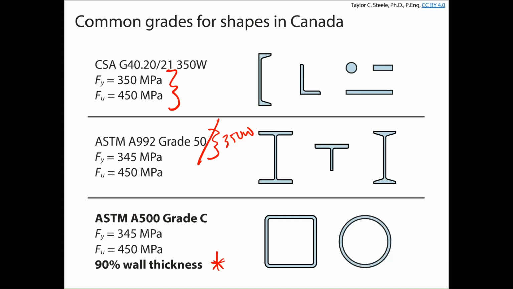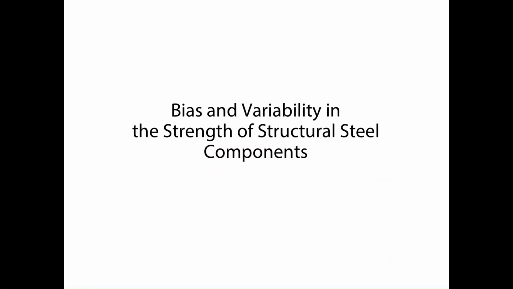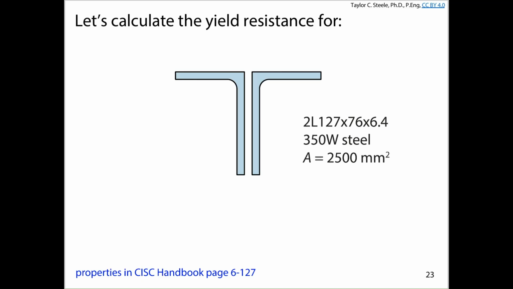Last item on the menu, we're going to talk about these terms bias and variability in the strength of structural steel components. Basically what this is going to come down to is we don't know with certainty what the strength is going to be. We can calculate something, and we'll do that in a minute, but it might be different, and we'll talk about why. For example, let's just say we had angles that are 127 by 76 by 6.4, that's 5 by 3 by 1/4 inch. It's common to use 2 of these. You can just slap them on a plate, bolt them, and they're used in members of trusses or in braces for brace frames in buildings.